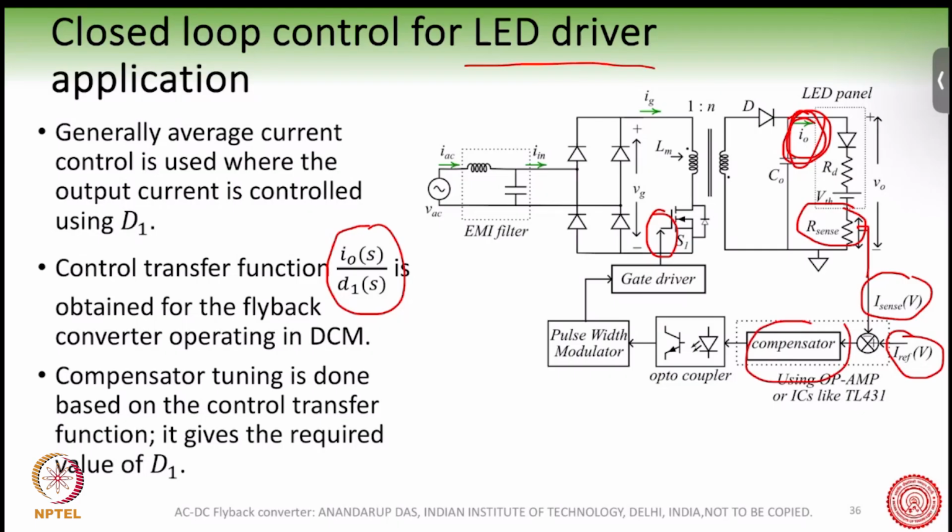And for the compensator, we need an isolation here because this side is isolated. You see the ground is isolated, so we have to get it through an optocoupler. Our isolation, pulse width modulator, goes to the gate driver. This is very important, the isolation part. This compensator output will give us the required value of D1. So there's an error, and that compensator gives a fixed value of the duty ratio D1, right?